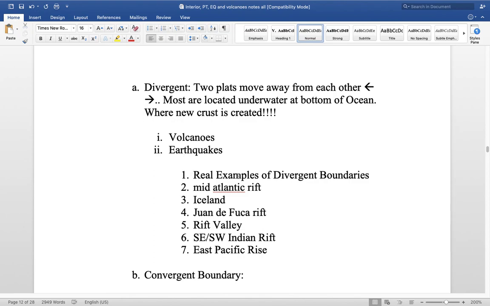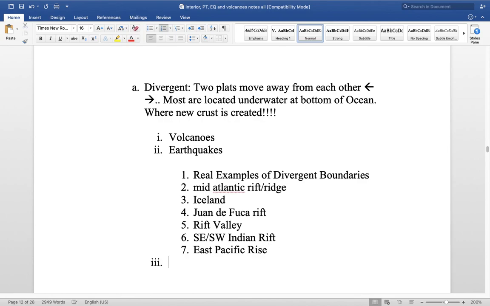So real examples of divergent boundaries on Earth are like the Mid-Atlantic Rift. Iceland is a real example of a divergent boundary at the surface of the Earth. The Juan de Fuca Rift, the Rift Valley, the Southeast and Southwest Indian Rift, the East Pacific Rise. Notice these terms that go with it. Whenever you hear the term Mid-Atlantic Rift, it also goes by the term ridge. Whenever you hear of the term rift, ridge, or rise, these are the landforms associated with a divergent boundary.